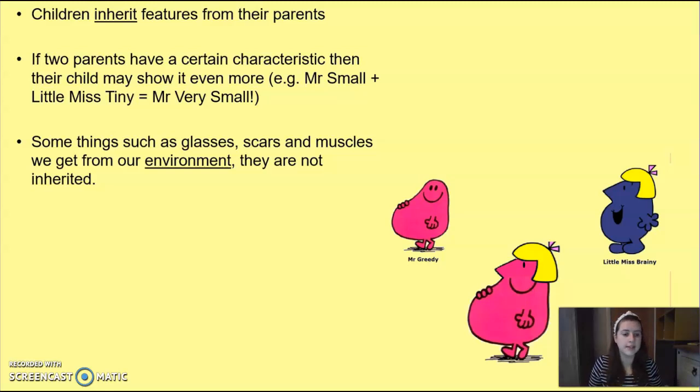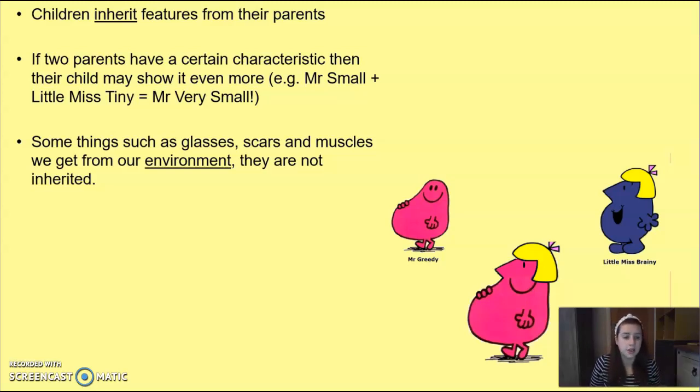So if both parents have something, say, like blonde hair, their children are much more likely to also have blonde hair because they've got two of it that they could pass down. If both parents are very small, they can pass down their height. However, things like glasses, scars, muscles, things like our shoes, we get from our environment. They're not inherited. Things like the clothes we wear and things like that, we can get influenced by our parents and the way that we're brought up. But obviously we don't get passed down.